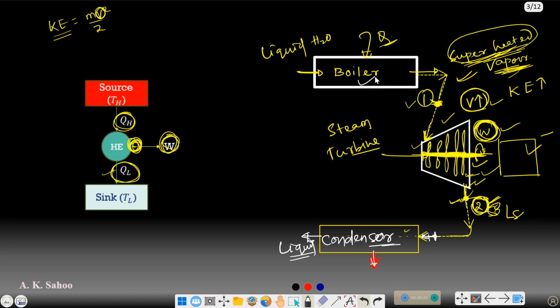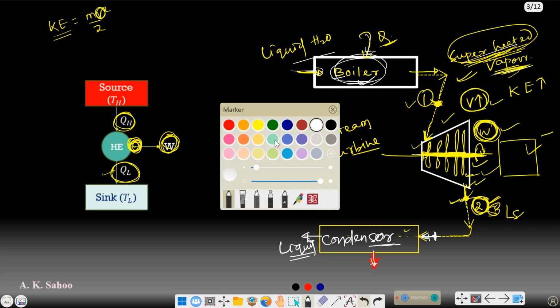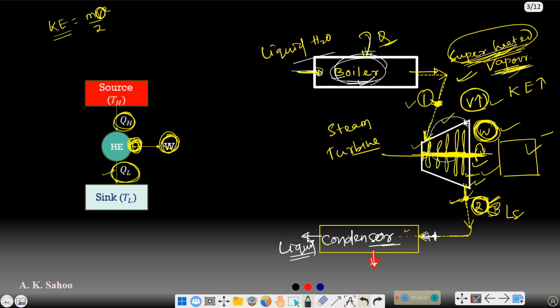So there is a boiler. Let us try to revise whatever we have discussed till now. Previously there is a boiler. In the boiler, we are providing liquid water and we are adding heat. After addition of heat, this liquid water gets converted into superheated vapor. This superheated vapor is then sent to a device where we want to produce work.